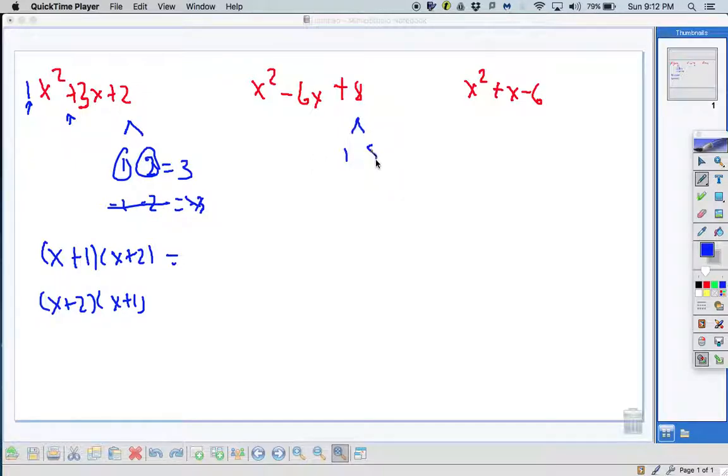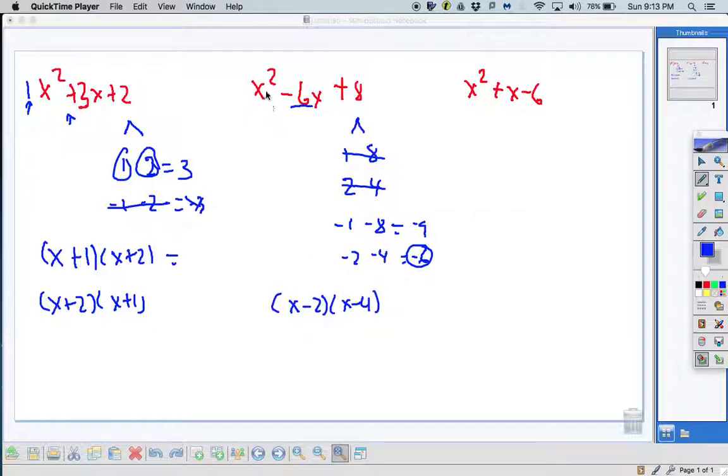So the way you get to 8 is either going to be 1 and 8, or 8 and 1, or 2 and 4, or 4 and 2. Now if it's positive, they're all going to be the same sign, so I could have negatives. So we could have negative 1 and negative 8, or negative 2 and negative 4. If I'm going to be adding to negative 6, I can't add two positives and get negative 6, so it has to be two negatives. If I add these up, I get negative 9, which isn't right. When I add this up, I get negative 6, which is what I'm looking for. So it's going to be x minus 2 and x minus 4. So x squared minus 6x plus 8 is x minus 2 and x minus 4.